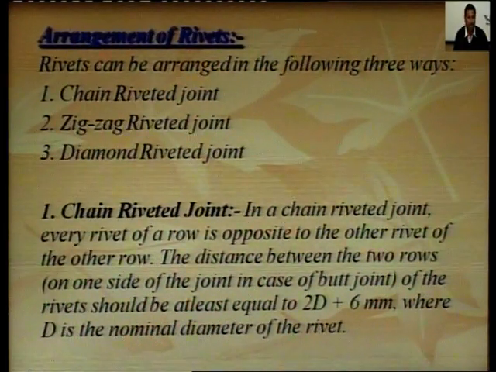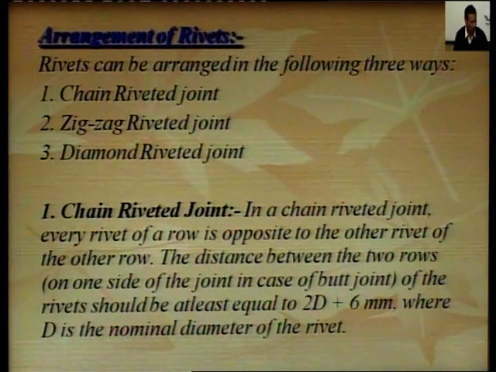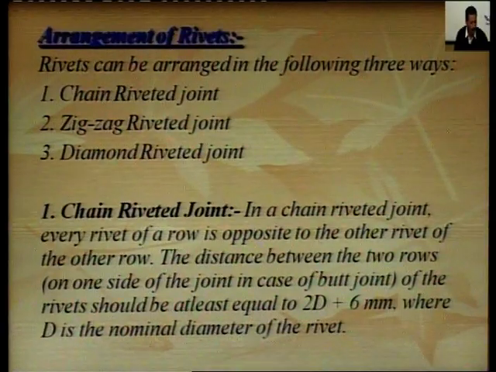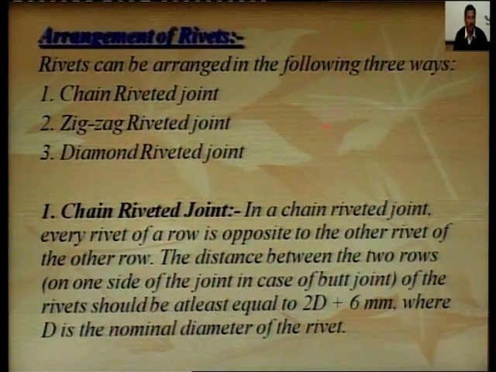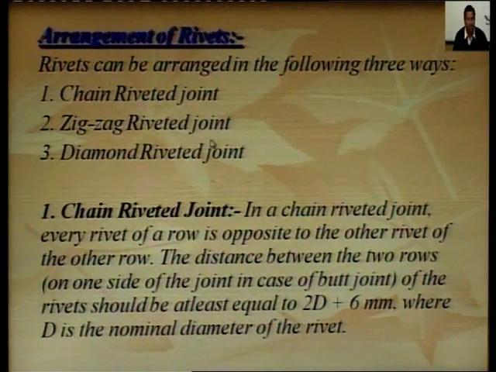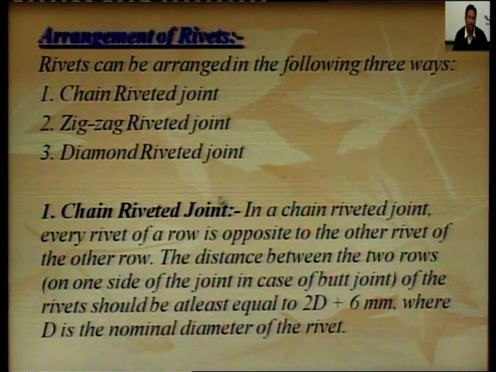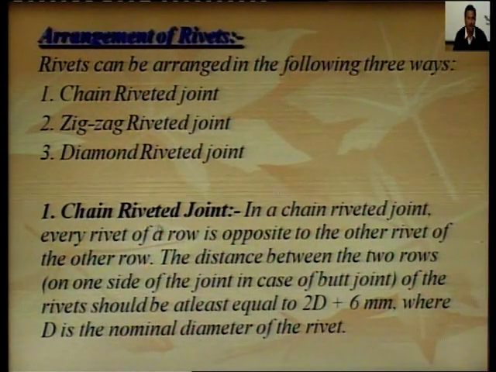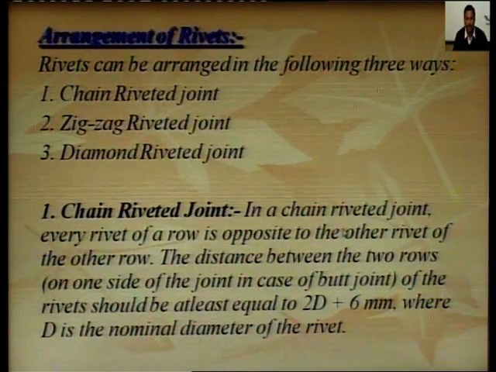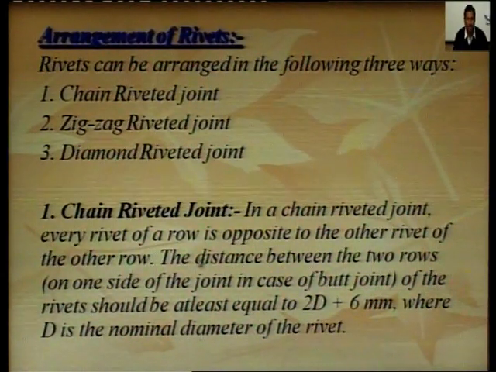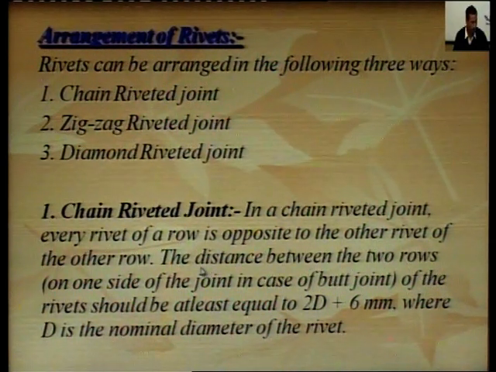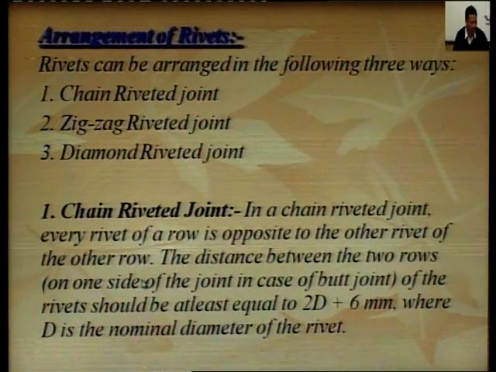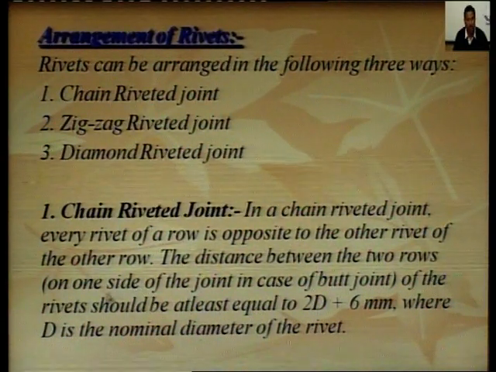So, come to the next point, arrangement of rivets. There are three different arrangements of rivets in a riveted connection. Rivets can be arranged in the following three ways: chain riveted joint, zig-zag riveted joint, diamond riveted joint. So, students, at first we discuss the chain riveted joint. In a chain riveted joint, every rivet of a row is opposite to the rivet of the other row.